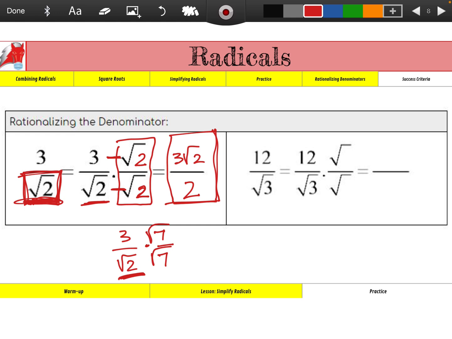And again, the reason I want to do that is that having a radical in the denominator spot just causes more problems than we want to deal with.